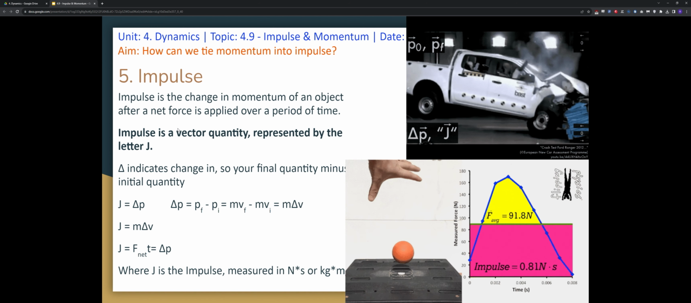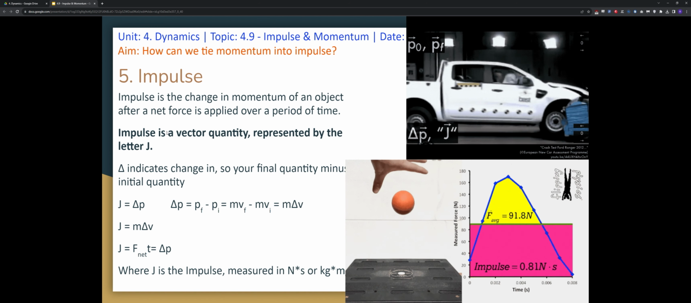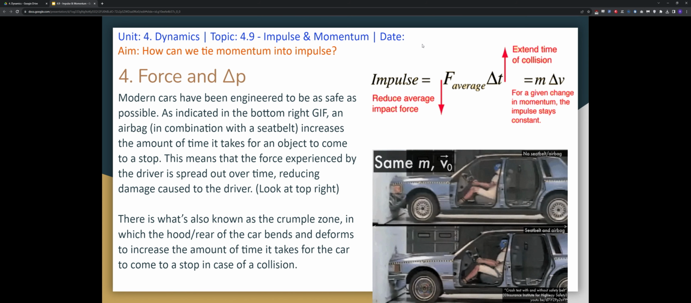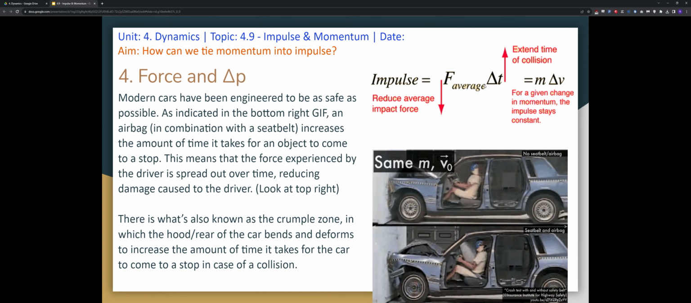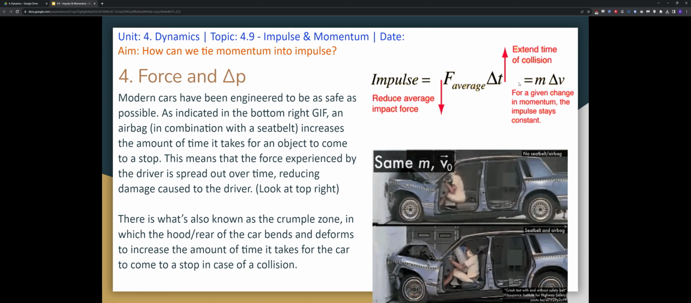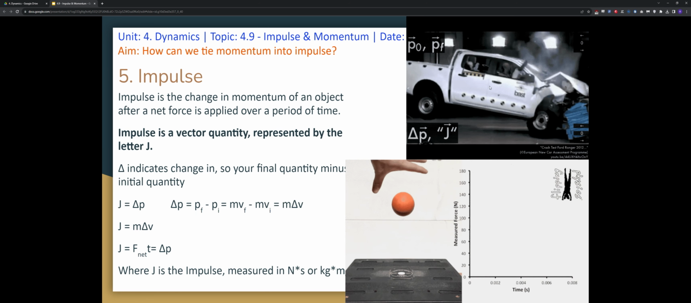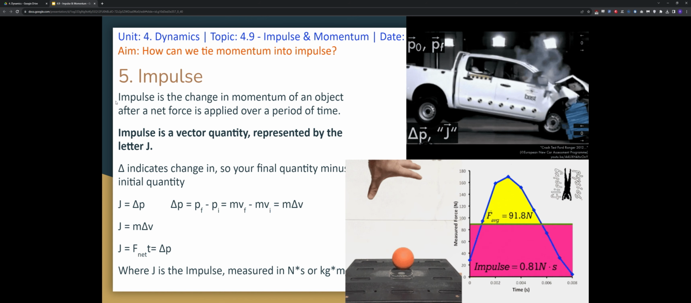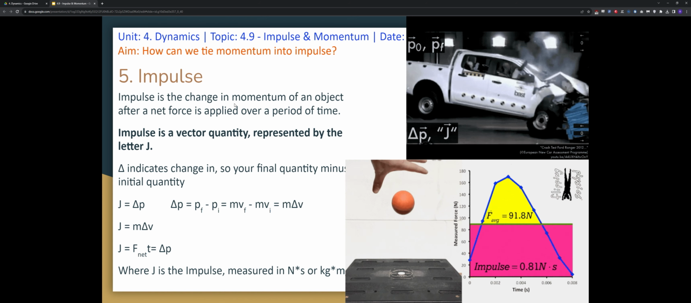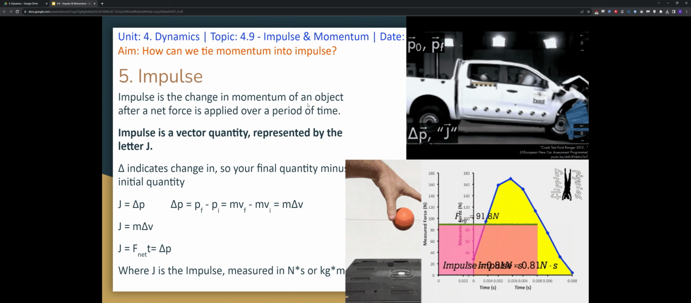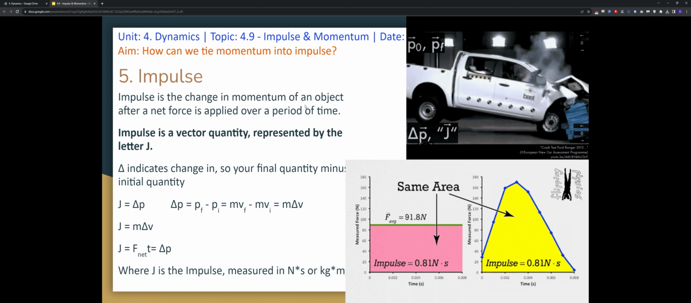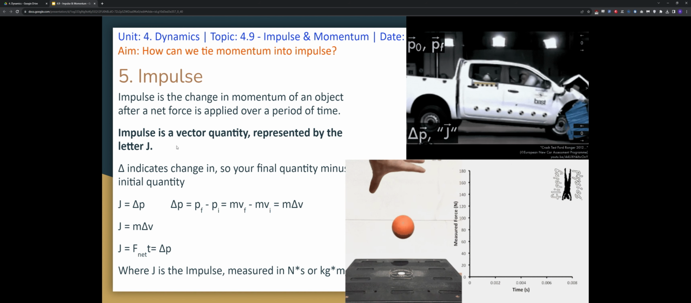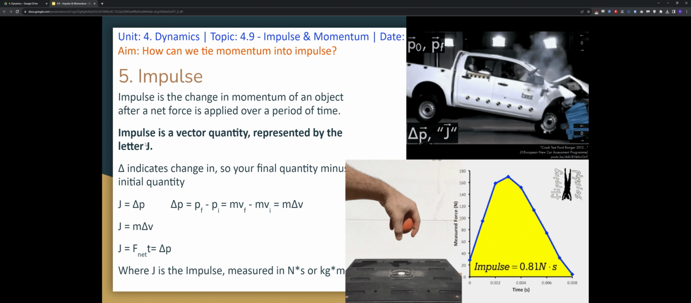Now, this is again to cause a change in momentum, you need a force applied over time, right? So to change an object's momentum, you need a force applied over a period of time. And that's also just nicknamed something we call impulse. Impulse's literal definition is change in momentum of an object over time, after a net force is applied over a period of time. That's literally what impulse is. Impulse is represented by the letter J.